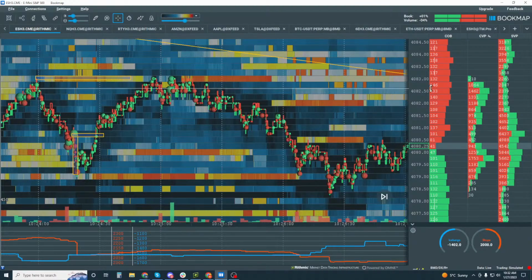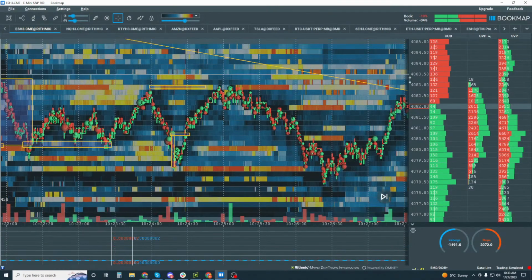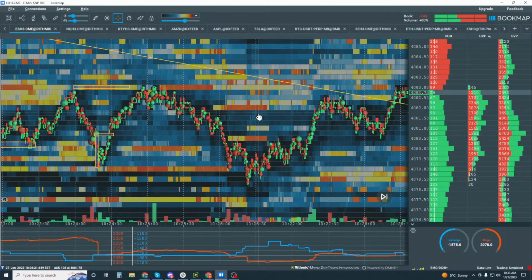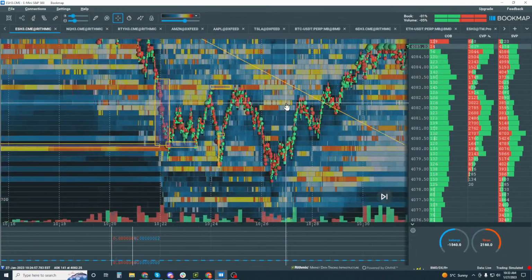with the spoof. It's really about trying to skew the order book to the trader's advantage without taking risk. That's really what a spoof is.